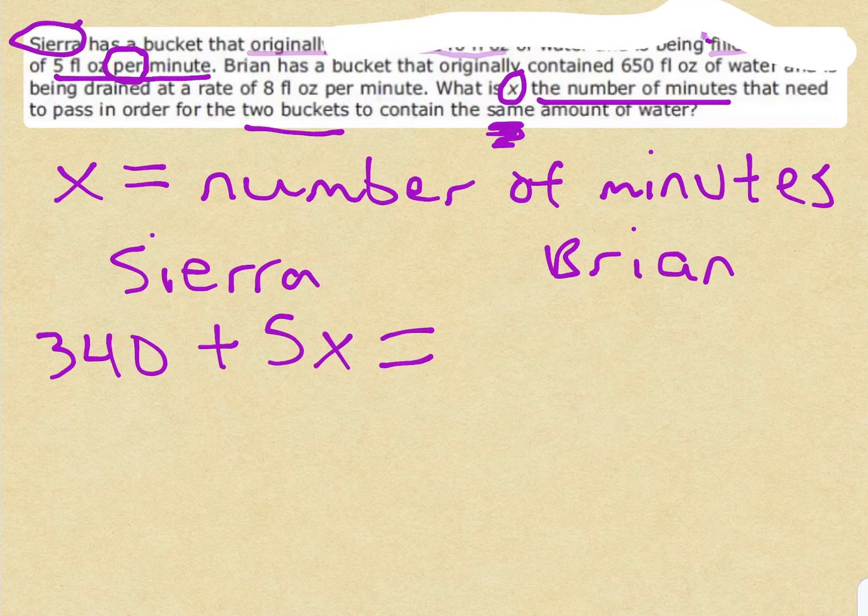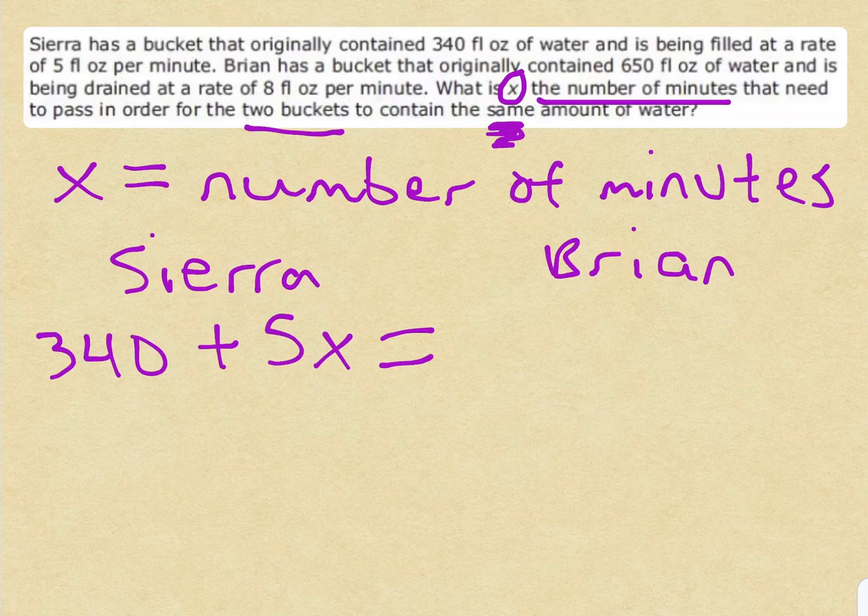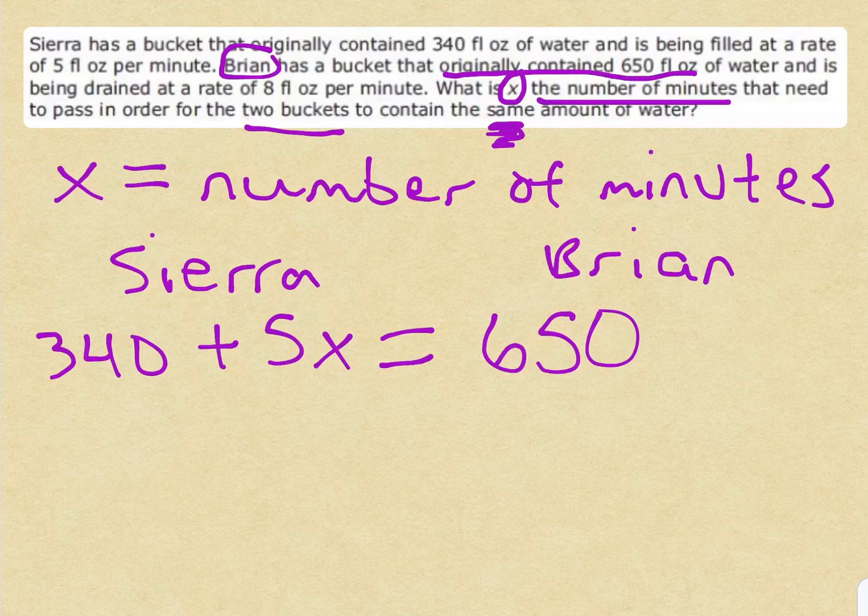Now let's look at Brian and our second bucket. Brian has a bucket that originally contained 650 fluid ounces of water. So we're going to write this the same way we did with Sierra. Instead of 340, Brian starts out with 650 fluid ounces of water and is being drained at a rate of 8 fluid ounces per minute. How would you write the rest of Brian's side of the equation?